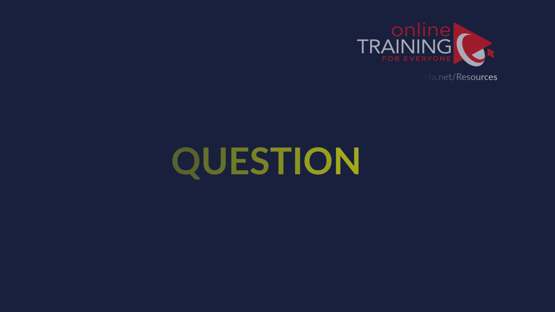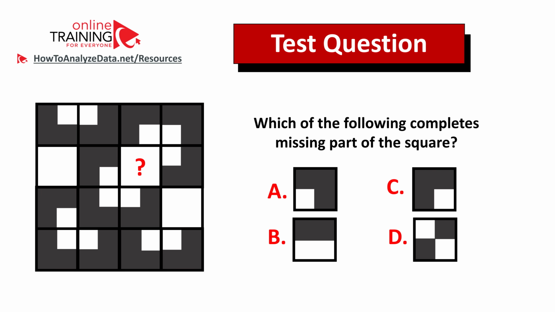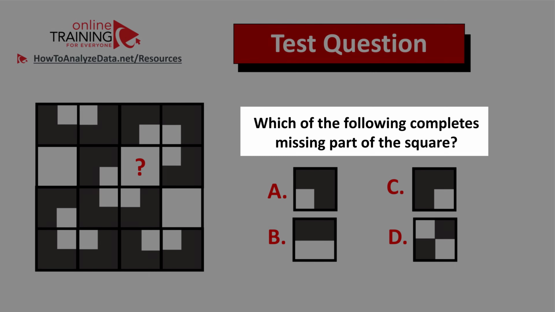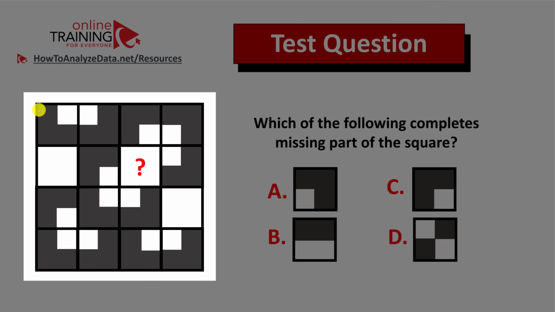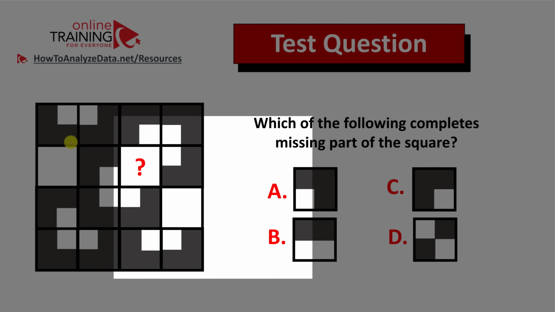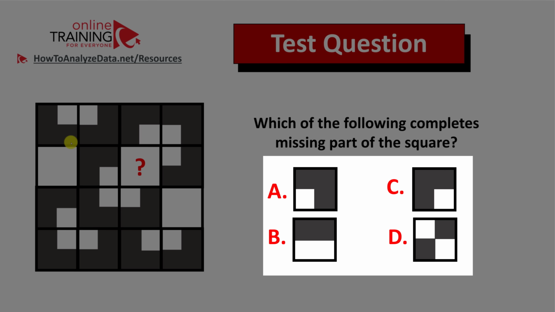Let me share with you a tricky question which tests your pattern recognition and visual reasoning skills. Which of the following completes missing parts of the square? And you present it with the 4x4 square, which contains different smaller squares inside, and 4 possible choices. Choice A, B, C, and D.